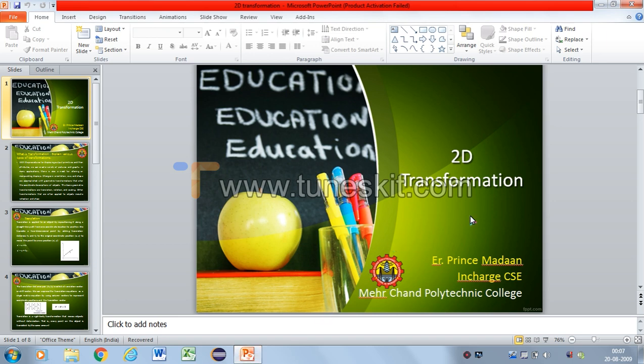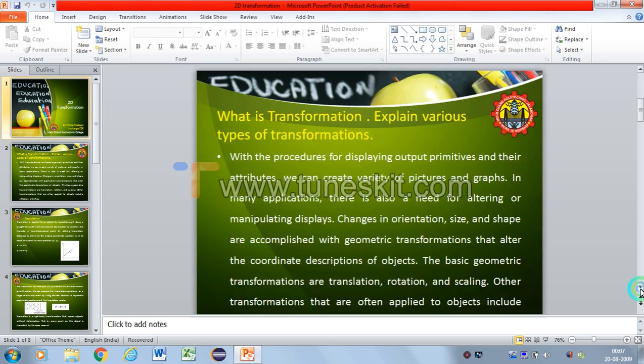Now, let's restart. What is two-dimensional transformation? Class, we are creating a variety of pictures and graphics with the help of different application softwares. By using these application softwares, we are creating many pictures, many graphics, many objects.